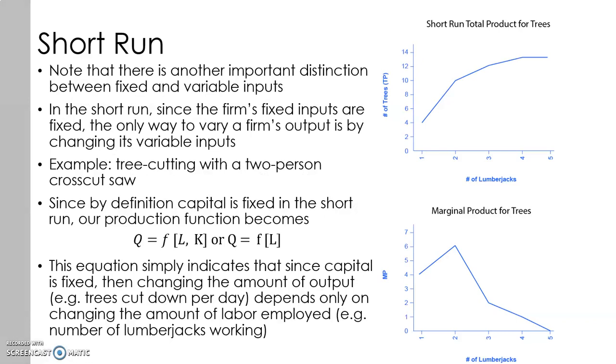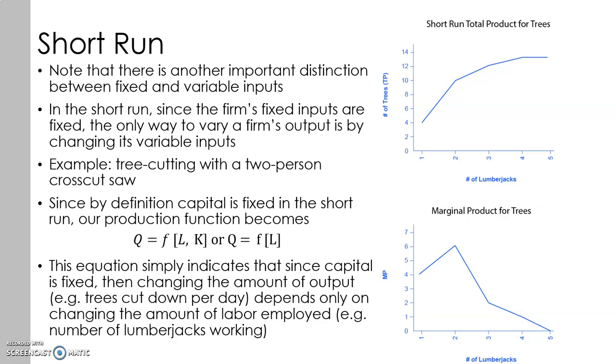So our short run has the limitation that the only way to change how much we're producing is to change our variable outputs. So you have a graph on the right-hand side of your screen here that shows short-run total production for trees and short-run marginal product for trees.